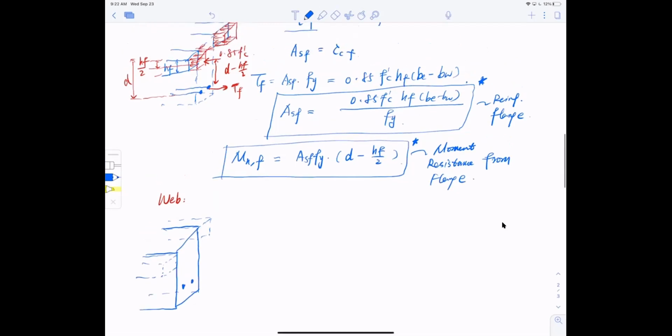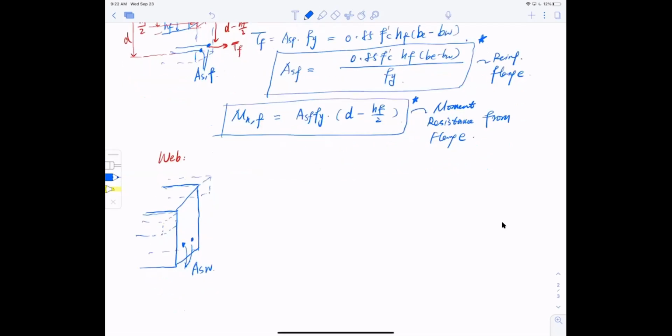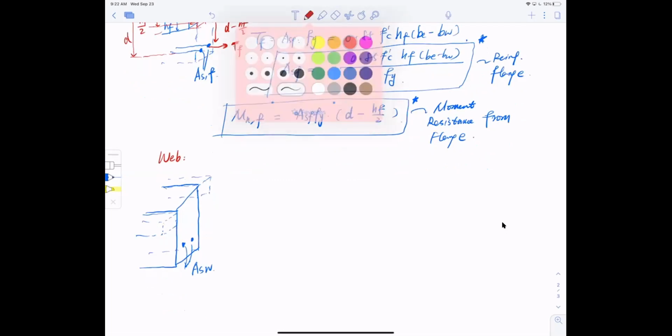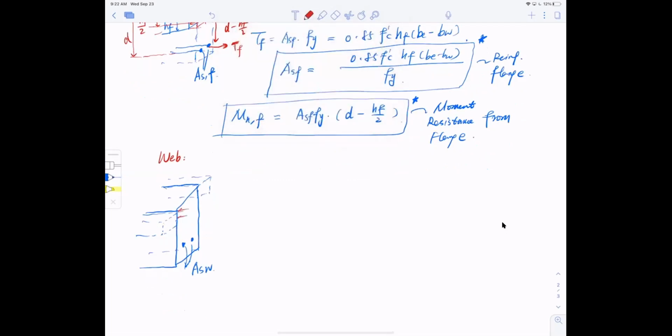And keep in mind, these bars are the reinforcement needed for the flange, and these bars are the reinforcement needed for the web. ASF means flange, ASW means web. They're different. So now I have the Whitney stress block just exerting on the solid portion, which is the web. It's uniformly distributed like this now within the web. So this is 0.85 f'c.